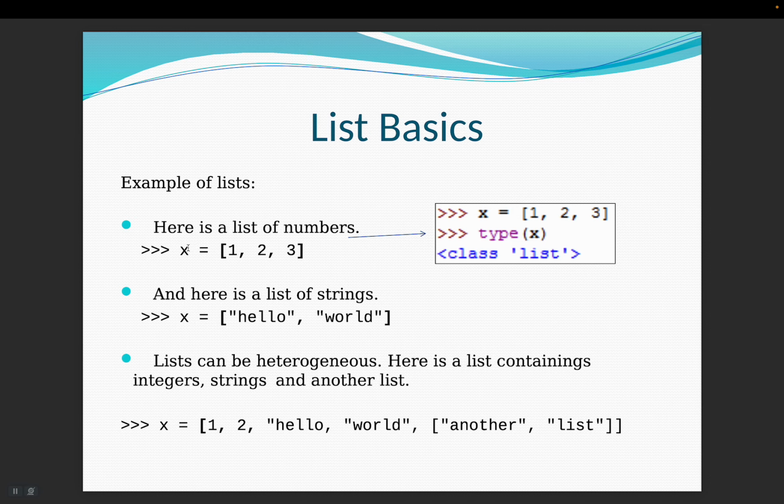So this is a list of integers, one, two, three. Here's a list of strings. Lists can be heterogeneous, meaning that they contain different things. They don't necessarily have to be all numbers or all strings or all one type. So here's a list containing integers, strings, and another list. You can have a list inside a list. So we have one, two, hello world. We have another list denoted by the square brackets, and inside that list it also has its own values.